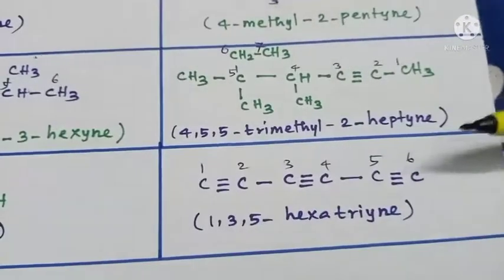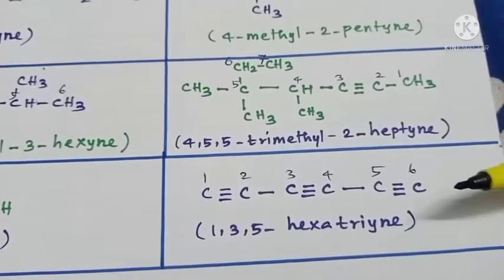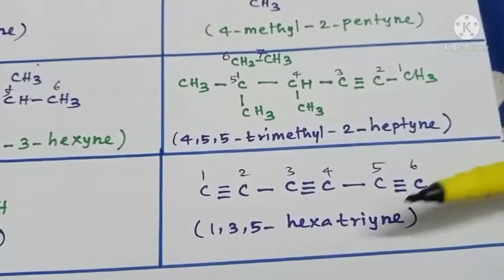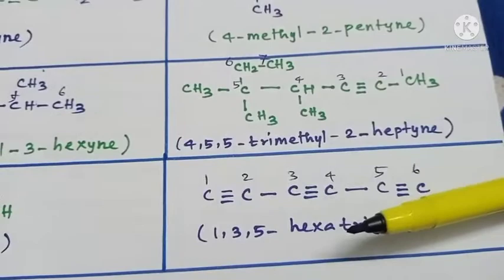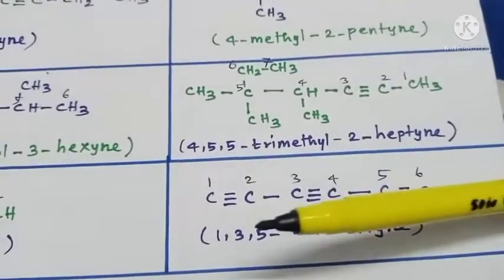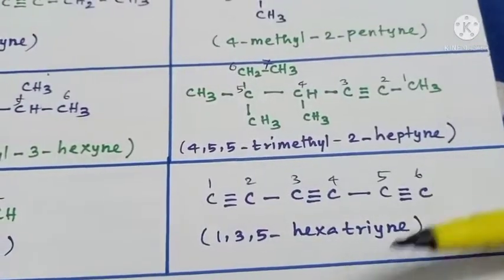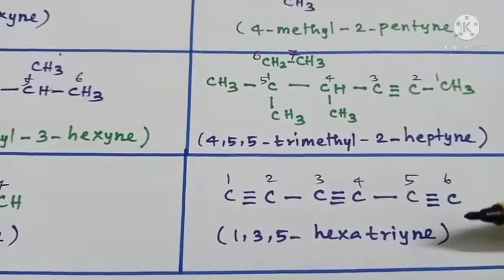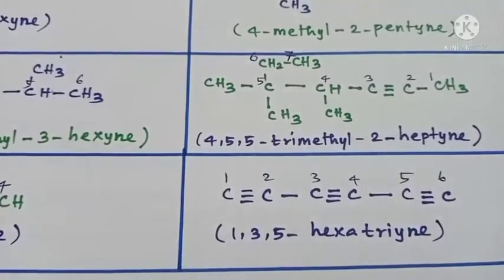Okay. So look at the next one. An alkyne with 3 triple bonds, isn't it? So it is supposed to be triyne, isn't it? Then 6 carbons are there. So hexatriyne. The location of the triple bonds at carbon number 1, 3 and 5. So 1,3,5-hexatriyne is the IUPAC name of this compound. Right. Thank you.